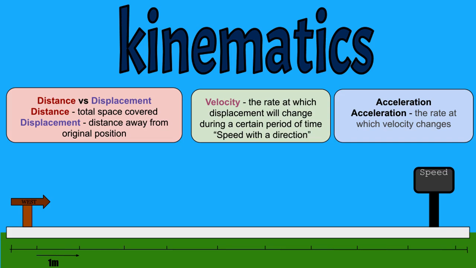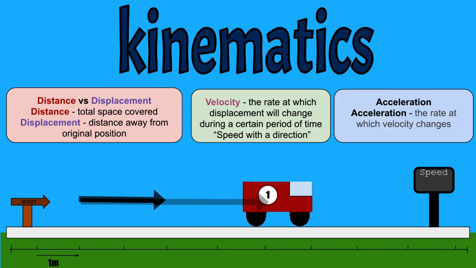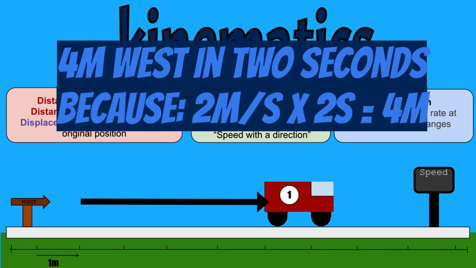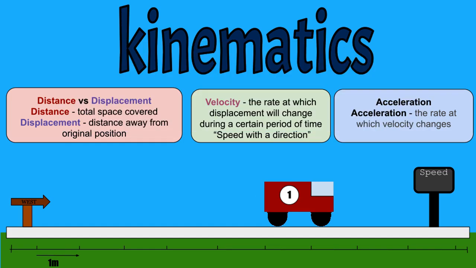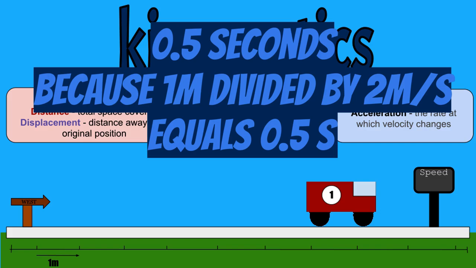For example, if the car from before had a velocity of 2 meters a second west for the entire trip on the way up, that means that after 1 second, the car will have traveled 2 meters west. After another second, it will have traveled 4 meters west, because 1 times 2 equals 2, and 2 times 2 equals 4. Quick question. If the car continues to travel at 2 meters a second west, how long would it take to travel the last 1 meter? It would only take half a second.